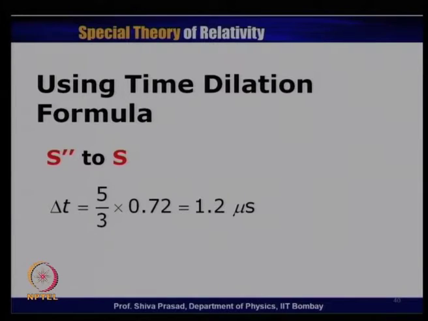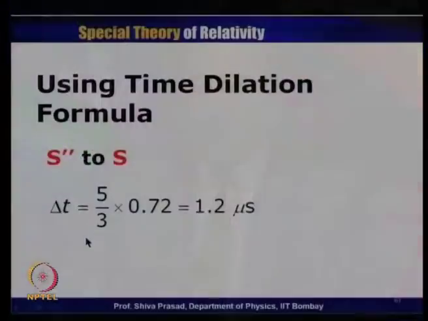So, now let us see what are the cases in which I can apply a time dilation formula. I can definitely apply a time dilation formula from S double prime to S, as we have seen that in S double prime the time interval is proper, and between S double prime and S the value of gamma is 5/3. So, I just apply it here. My delta t is equal to, this is the time interval between these two events in the S double prime frame of reference, multiplied by gamma, I get 1.2 microsecond, as I expected, because it's the S double prime frame of reference in which the time interval was proper.